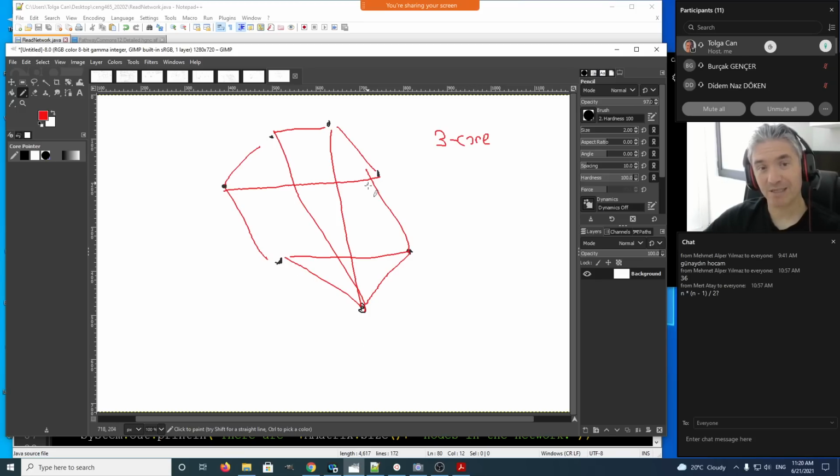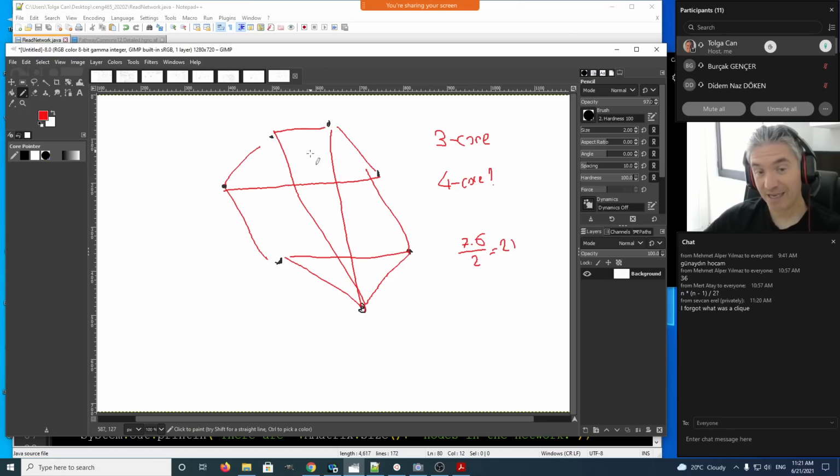Is it a 4-core? No, it's not a 4-core. One of the nodes has a 4. A clique is a subgraph which is a complete graph. All the edges in that subgraph exist, okay? In other words, in this 7-node subgraph, if we have 7 times 6 divided by 2, all the 21 edges present in this graph, it's called a clique or a complete graph, okay?